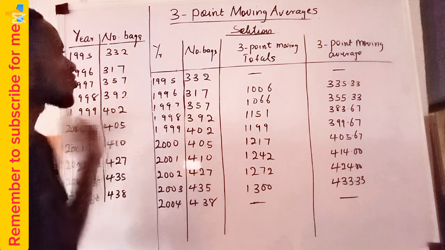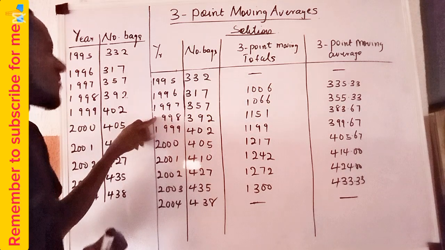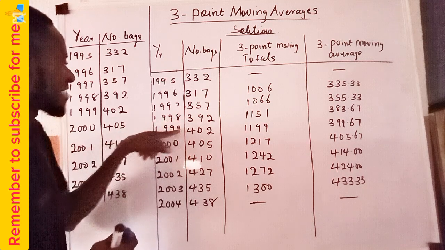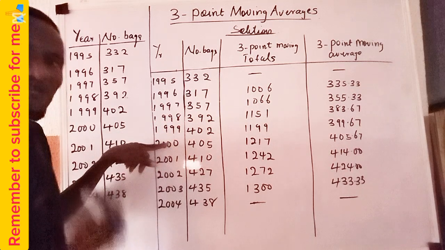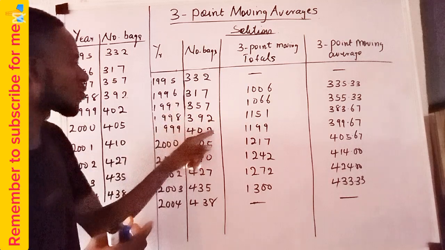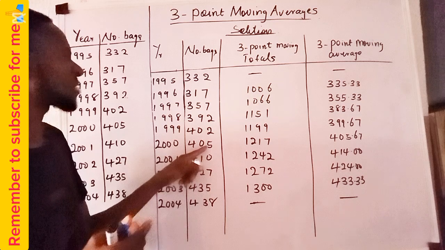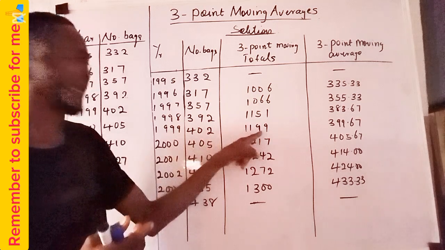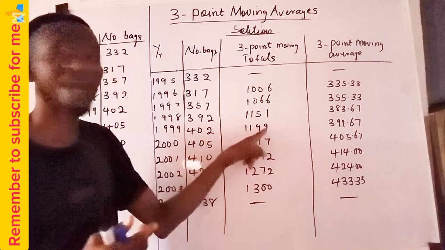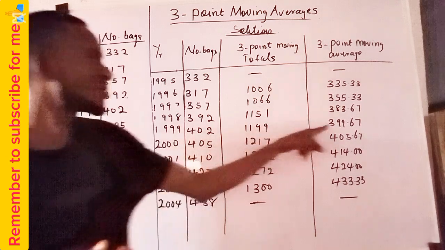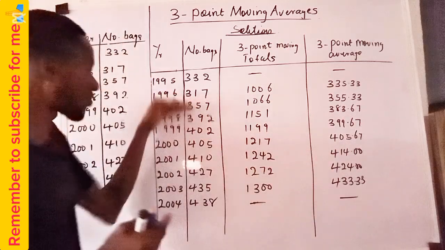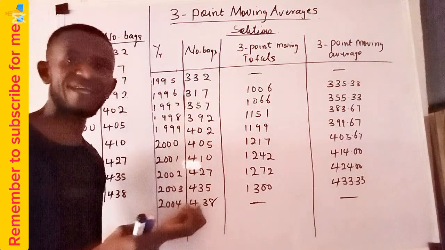When you want to go over to the next one, you will not count the first, you will not count the second, you will not count the third. You begin from the fourth. Then you now say 1998, 1999, and 2000. So getting your totals is going to be 392 plus 402 plus 405. The total will give you 1199. If you divide by 3, you'll arrive at 399.67. And the approach continues till you arrive at the last one.